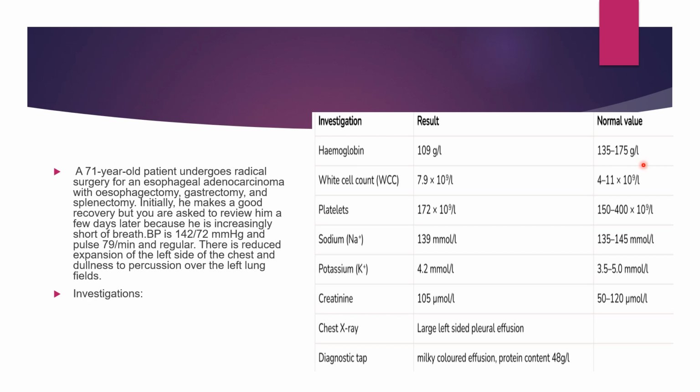And this is also a similar MCQ where a 71-year-old undergoes radical surgery for esophageal adenocarcinoma with good recovery. A few days later he begins increasing shortness of breath, the BP and pulse are okay, and there is reduced expansion of the chest, dullness to percussion of the left lung fields. This itself states that the patient is having a pleural effusion. And going to the investigations, the important ones here are there is a large left-sided pleural effusion and milky colored effusion on the aspiration, and the protein content is 48 grams per liter.